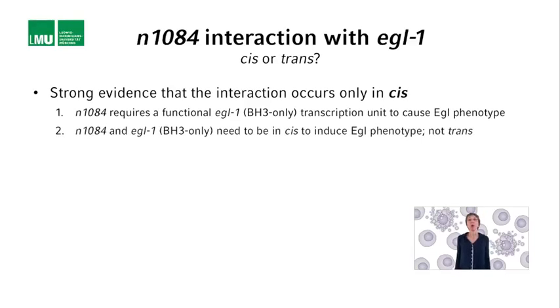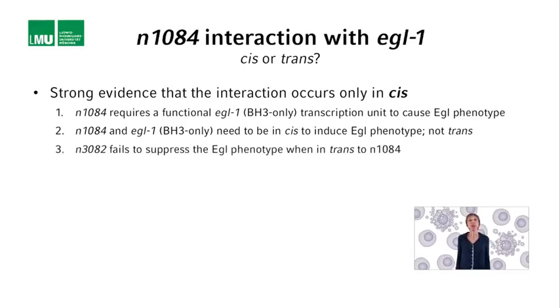Second, a PCR fragment amplified from wild-type animals did not cause an AGO phenotype when injected into N1084 N3082 animals, and similarly, a PCR fragment amplified from N1084 N3082 animals did not cause an AGO phenotype when injected into wild-type animals. This suggests that the N1084 mutation and a wild-type BH3 only transcription unit have to be in cis in order for N1084 to induce an AGO phenotype. When in trans, this is not possible.